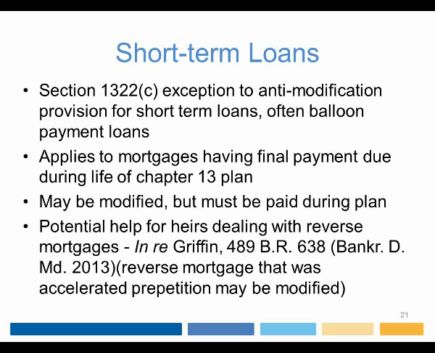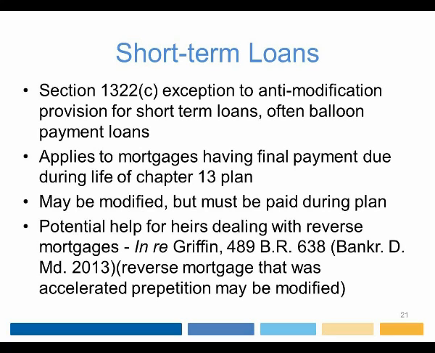And this has recently even been applied to... some courts have said it's not even so much whether, certainly if the last payment comes due during the plan, this provision applies and it allows you to modify the mortgage. But a lot of courts have said that even if there's been an acceleration under the terms of the mortgage, not so much because of a default, but under the terms of the mortgage, other than a payment default, that could also trigger this exception.